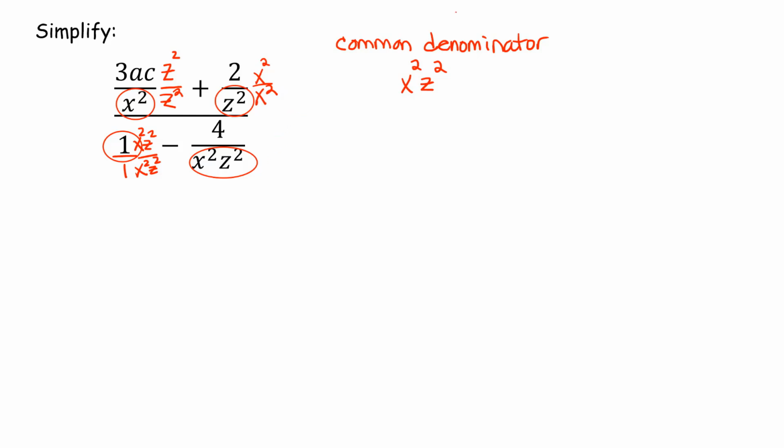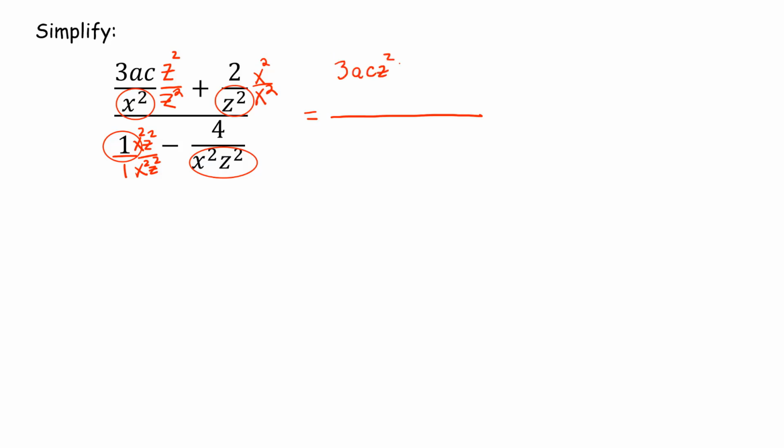So I'm going to go ahead and erase this common denominator so I can move on to what I'm going to do next, which is to go ahead and do the addition. So on top, I'm going to add those two fractions. When you add fractions, you add the numerators. So 3acz squared plus 2x squared. And then the denominator is just x squared z squared. You don't add the denominators. You just leave the denominator the way it is.